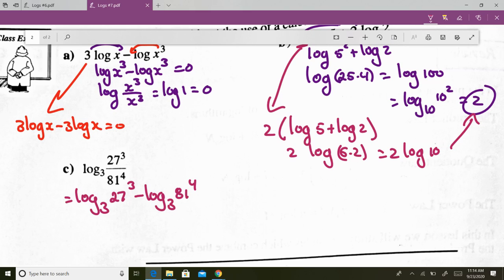And then, hopefully in your mind, maybe you go, hey, can 27 be made into base 3? Can 81 be made into base 3? So you could drop the exponents down, but you could go log base 3 of 3 cubed, because that's 27, all to the power of 3, minus log base 3 of 3 to the 4, which is 81, all to the power of 4. You can see why you have to be good with exponents.